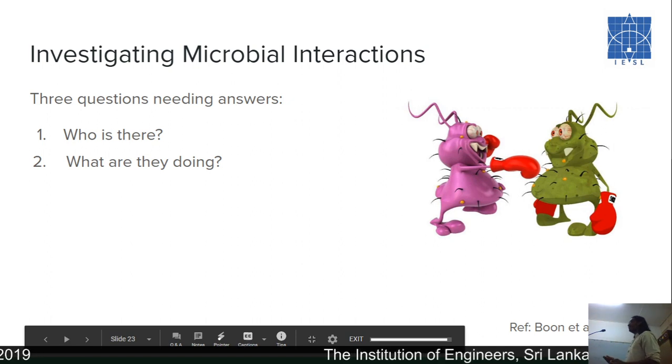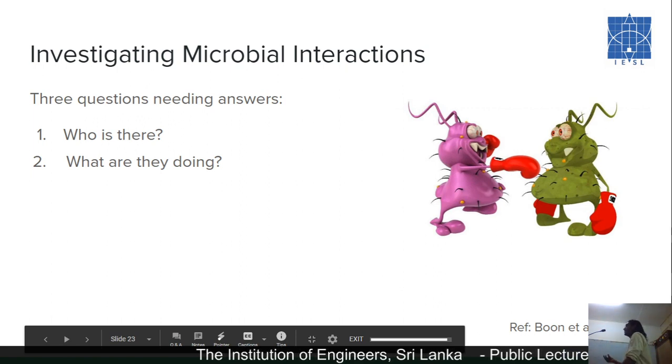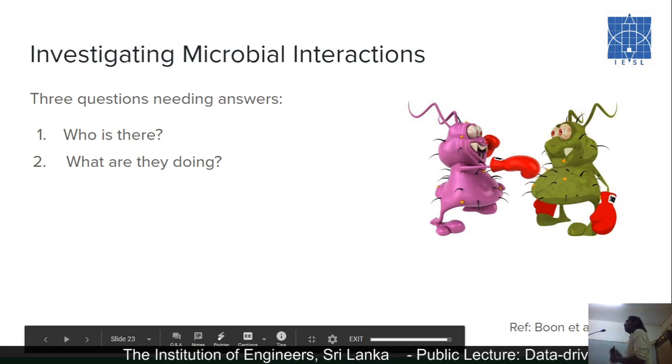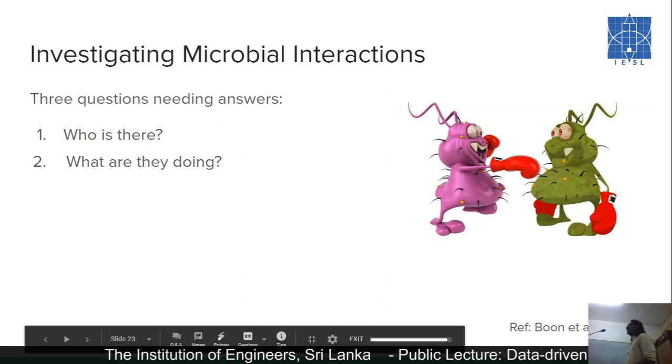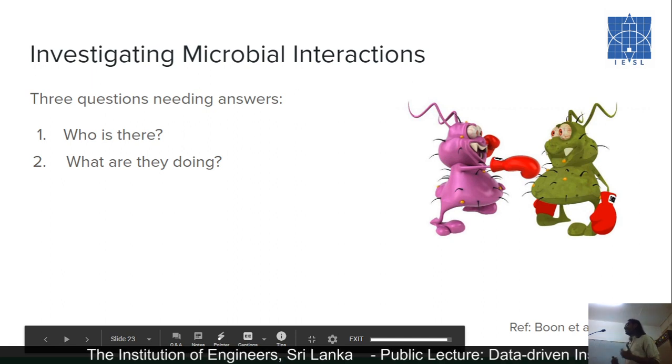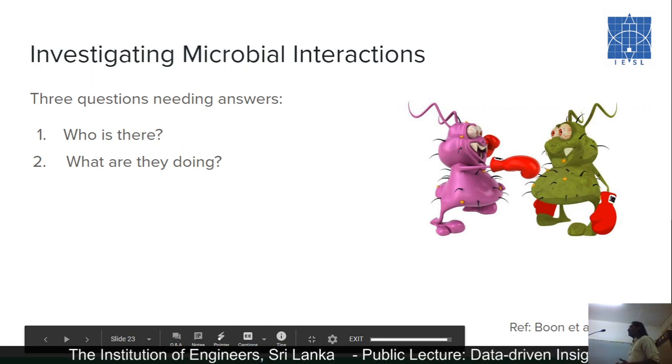A very good example is in Australia, there is this species called the cane toads. They have been introduced from elsewhere. And the problem is cane toads had predators in their original land, but in Australia they don't have any predators. So what happens when you don't have predators somewhere? The population rapidly grows.